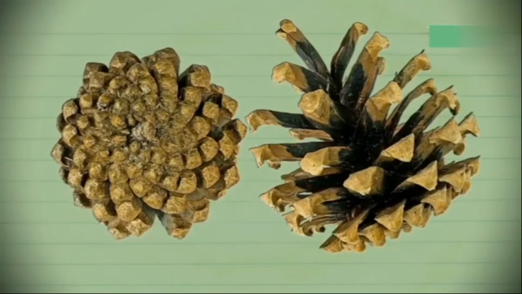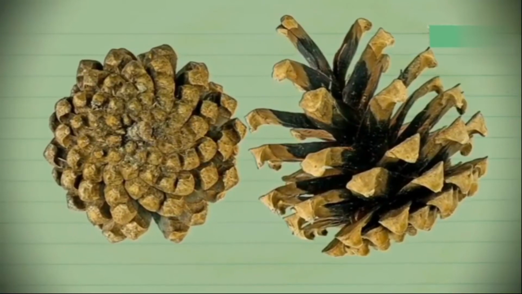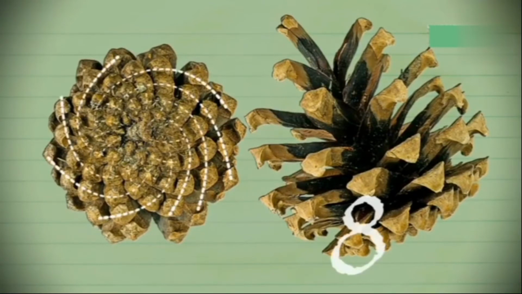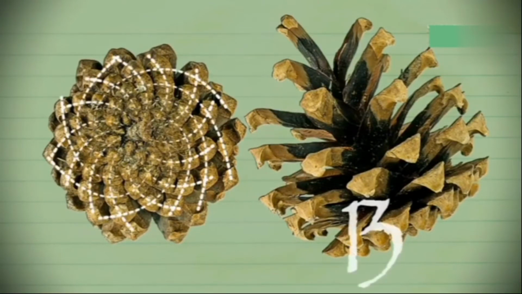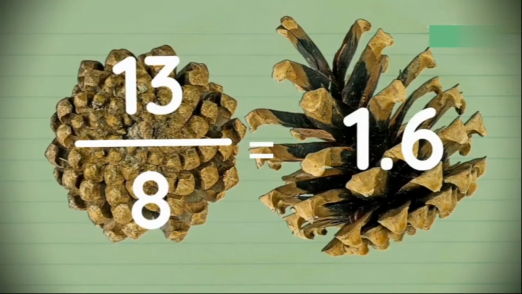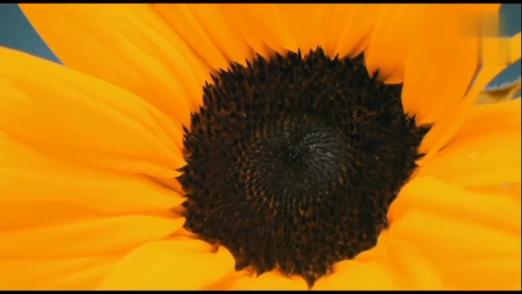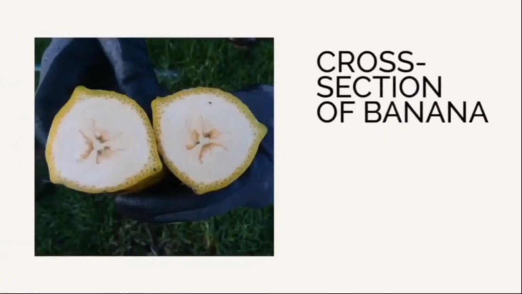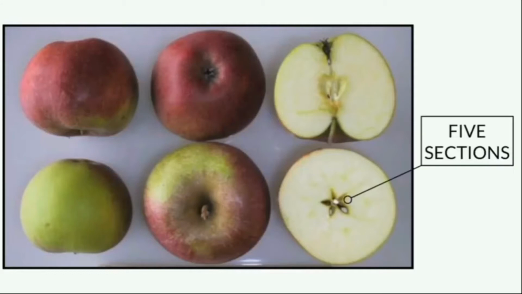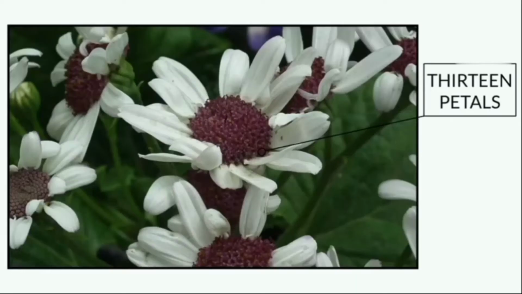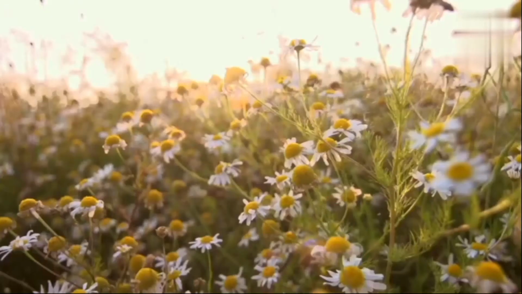For example, if we count the number of spirals in a pine cone in one direction, it gives you a Fibonacci number. And if you count the number of spirals in another direction, you will again find the adjacent Fibonacci number. And the ratio of these two numbers is 1.6. This divine proportion is even found in the sunflower. We can see these golden Fibonacci numbers in the seed patterns and in the spirals of plants, as well as the number of petals in a flower.